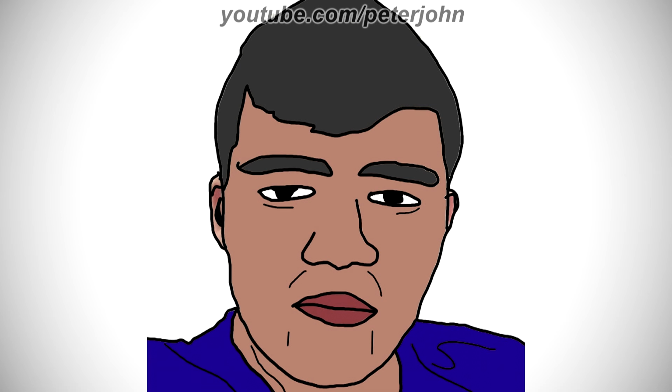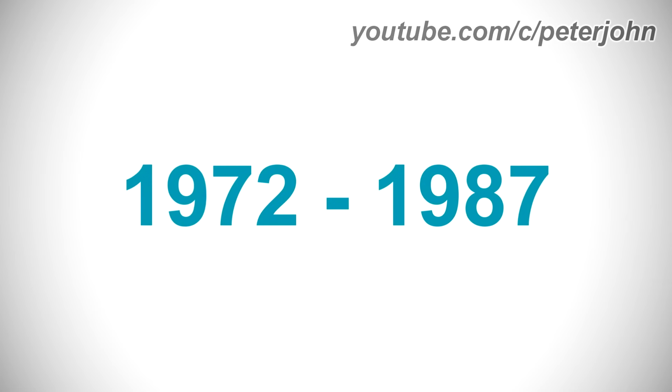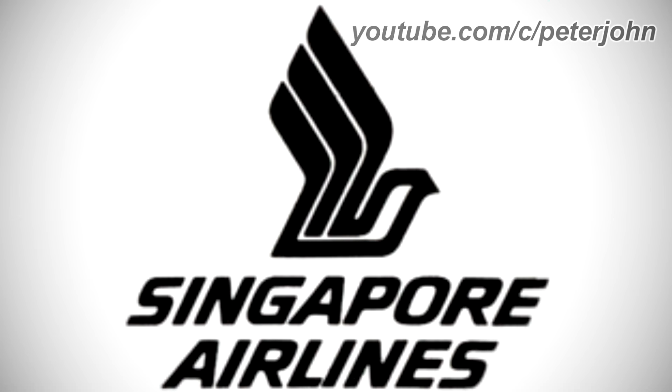Okay, now I'm gonna talk about Singapore Airlines. It is the flag carrier airline of Singapore, with its hub at Singapore Changi Airport. 1972 to 1987, there is a black shape representing a bird, and under it there are the words Singapore Airlines in black text. Here is a commercial.